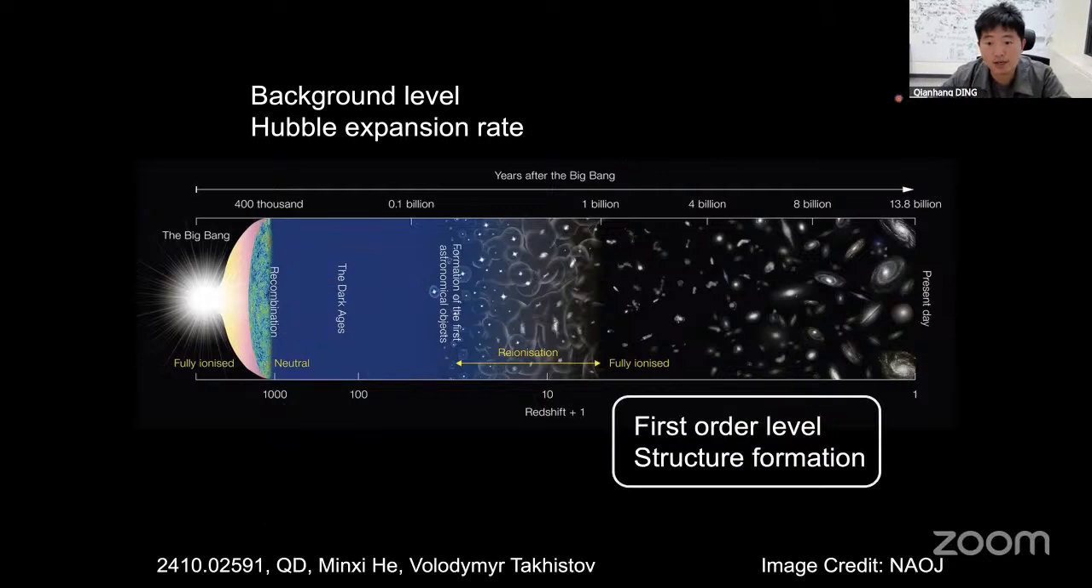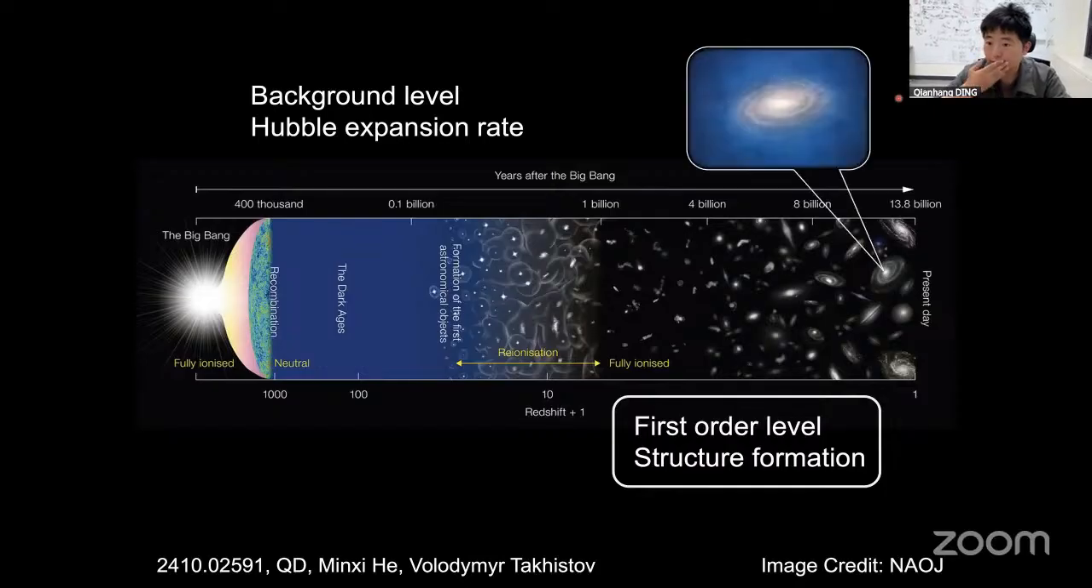The second part I want to discuss is how we use primordial black hole mergers to study structure formation, to probe our universe at the first order level. In order to understand structure formation in the late universe, we need to study how dark matter collapses to form dark matter halos, and the baryons and galaxies form inside the dark matter halos. This is based on this work.